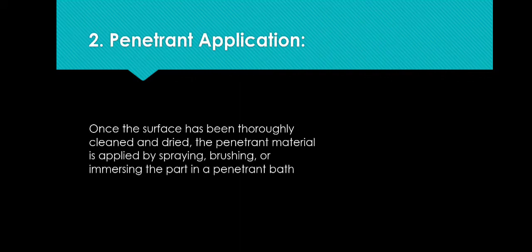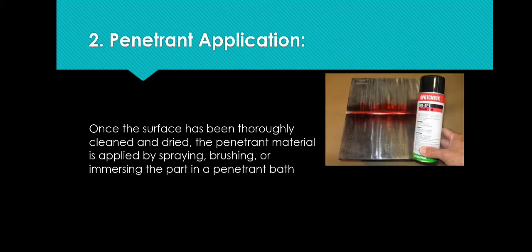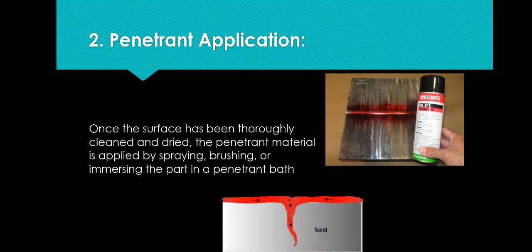The second step is penetrant application. Once the surface has been thoroughly cleaned and dried, the penetrant material is applied by spraying, brushing, or immersing the part in a penetrant bath. There are several methods to apply the penetrant: spraying, brushing, or immersing the test material in the penetrant bath. Generally, the penetrant will be red in color, as shown here. When we apply the penetrant, it will seep into the cracks that we already have in that test material.